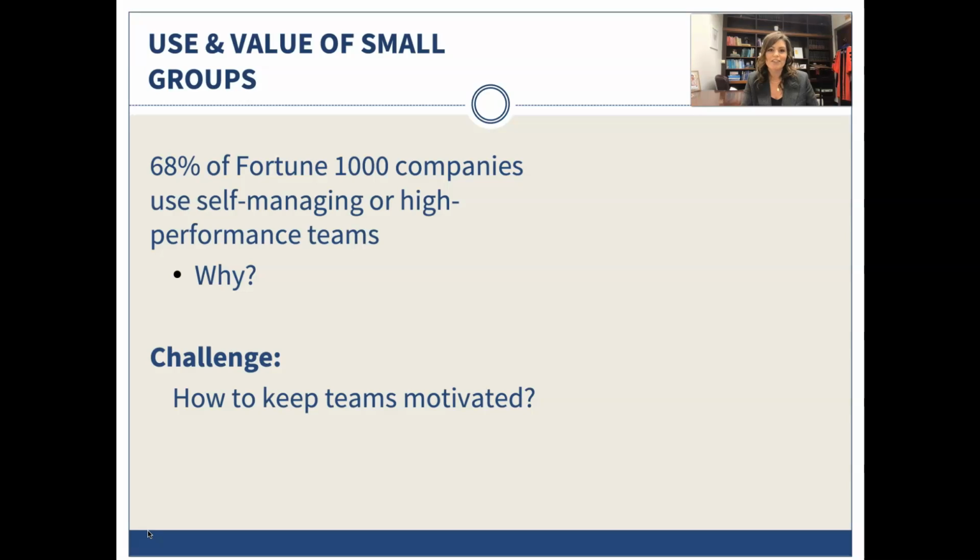Former Chrysler chairman Lee Iacocca said this: a major reason that capable people fail to advance is that they don't work well with their colleagues. Do you agree or disagree? Something to think about. And so how do we keep teams motivated?